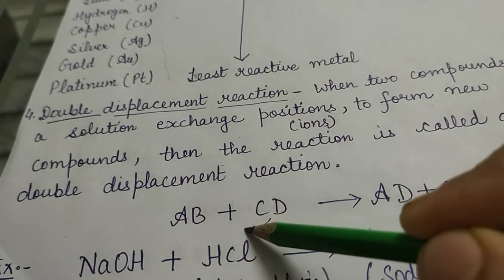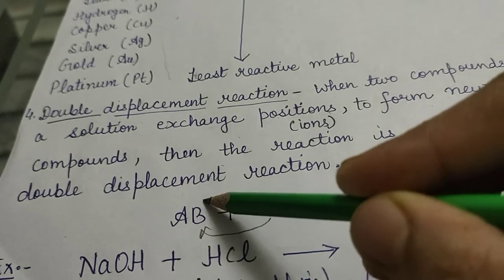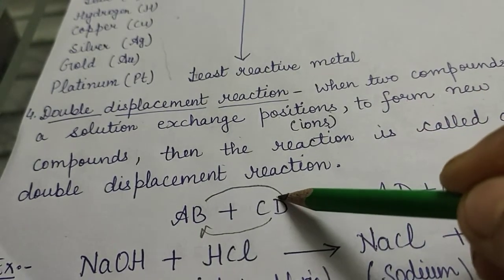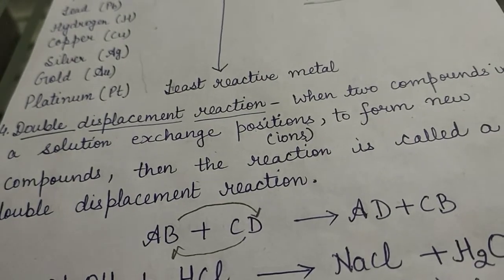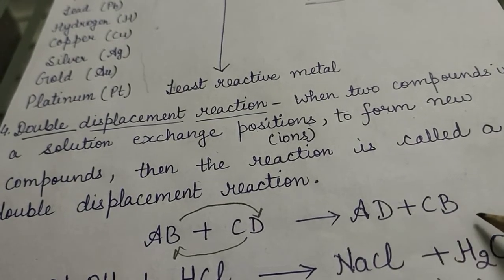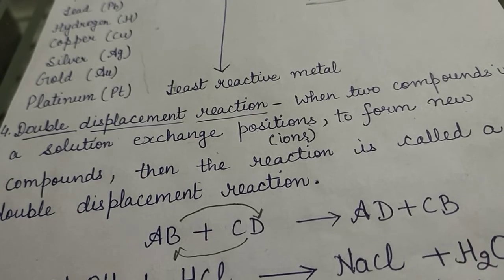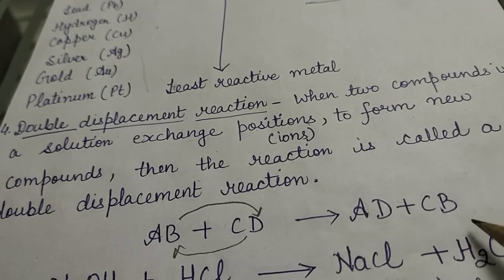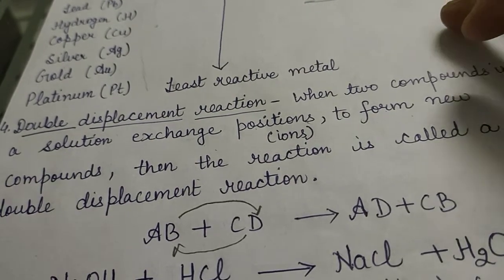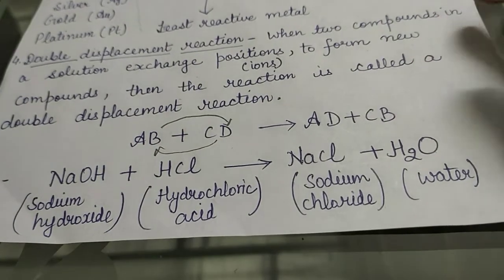D is taking the place of B and B is taking the place of D. That means they are doing what? They are just exchanging their positions. So if this thing happens in a chemical reaction, then that reaction is known as what? Double displacement reaction. Now consider one example.